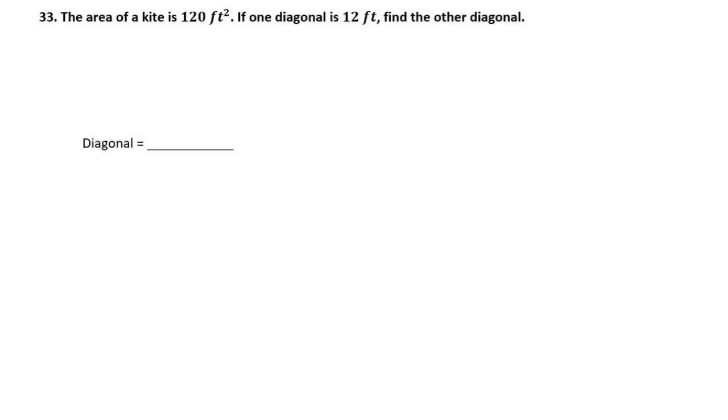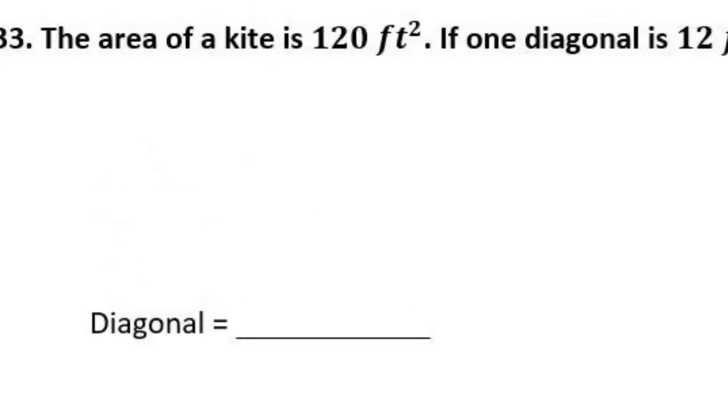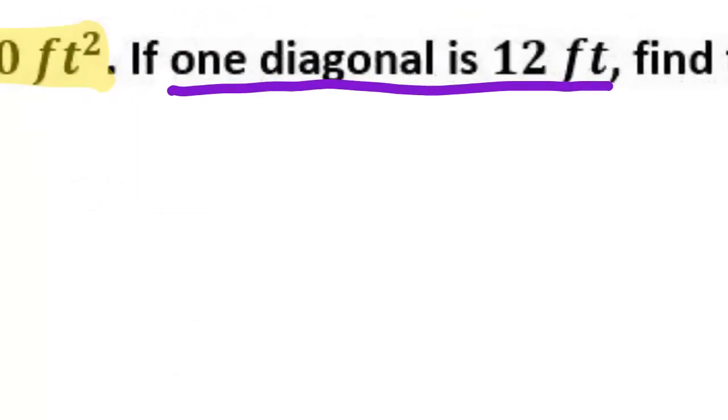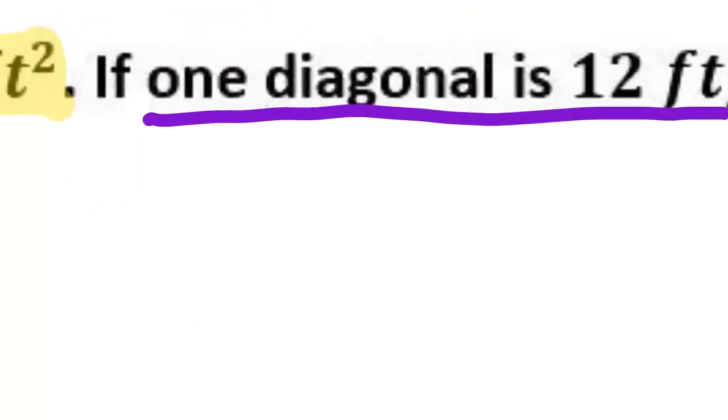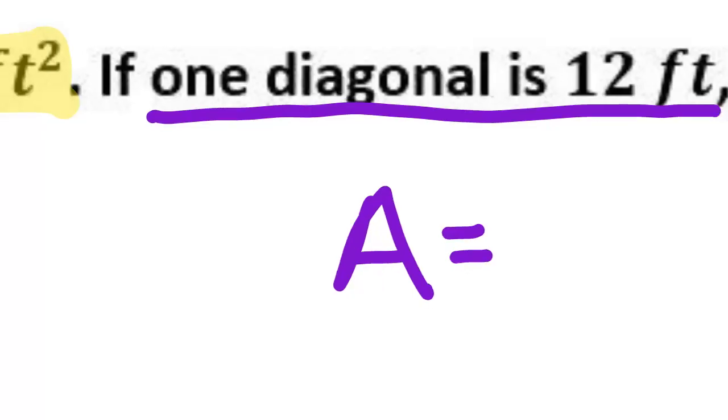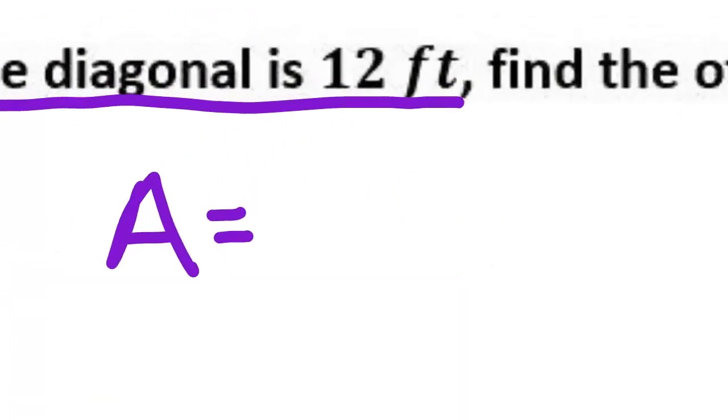The area of a kite is 120 feet squared. If one diagonal is 12 feet, find the other diagonal. So I'm going to need the area formula for a kite because they gave me the area. If this is not on your cheat sheet yet, I would absolutely make sure to get all of my area, volume, and surface area formulas. How do you find the area of a kite?